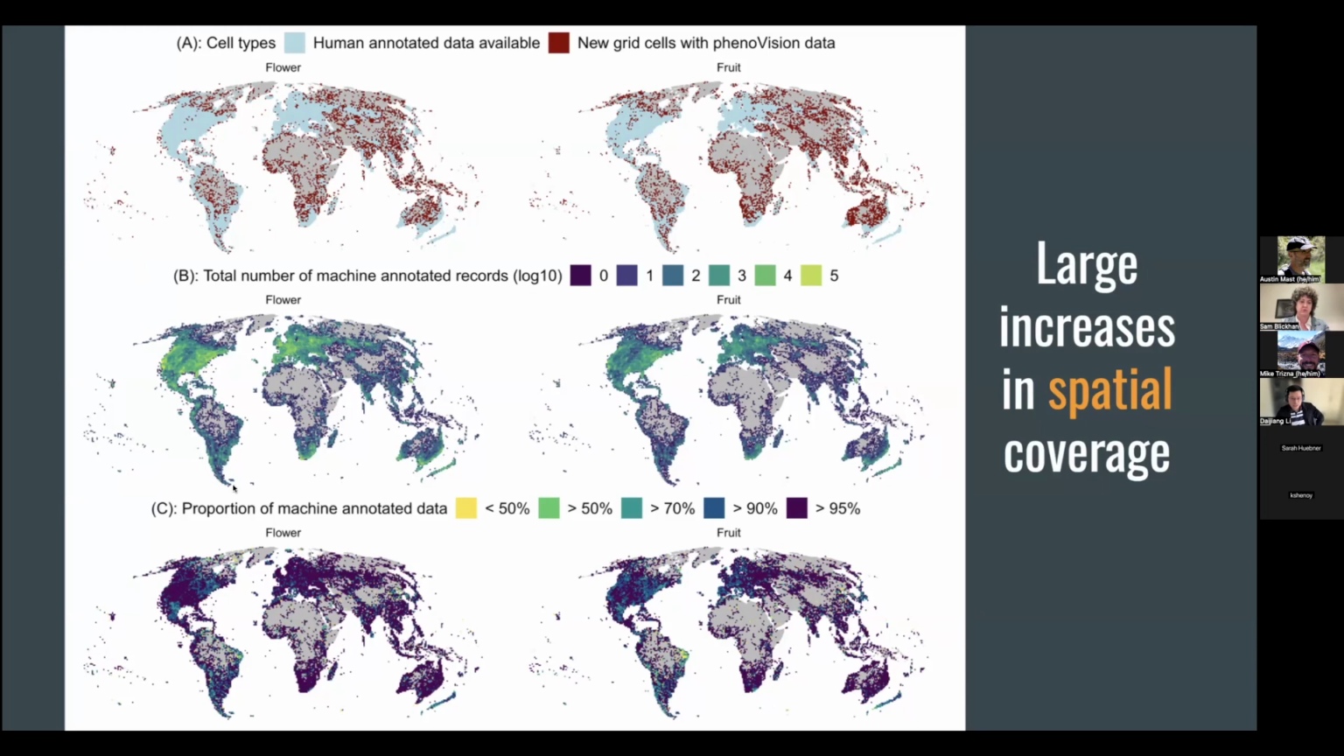And then the remaining ones show the total number of machine-annotated records and the proportion of those. We can see most of them with more than 90%, or even some of them 95%, of those phenological data now come from machine learning. That's not surprising, but also very promising to move our phenological study across scales and probably look at global patterns, things like that.